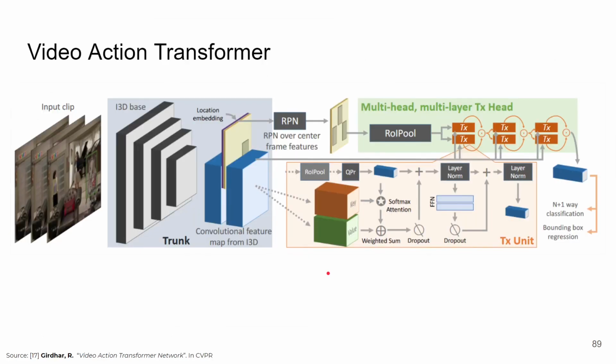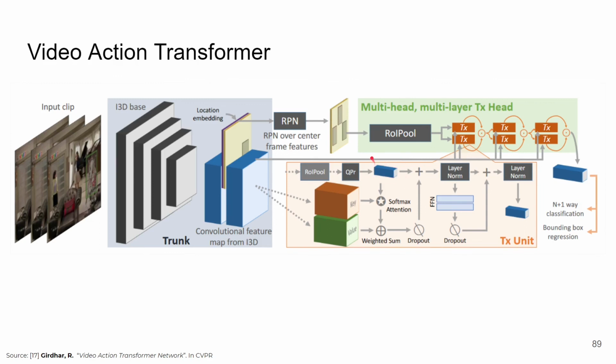We also have the video action transformer. The interesting thing here is how the queries were used. First we use an input clip, we run it through a 3D convolutional network, and we get an output volume representation for that video. We take the middle frame and run it through a region proposal network, generally used for object detection, to get the relevant regions of that input. Those relevant regions are what we use to create an initial query representation.